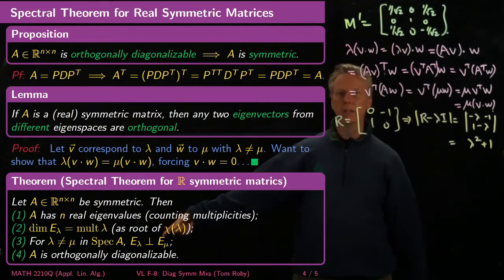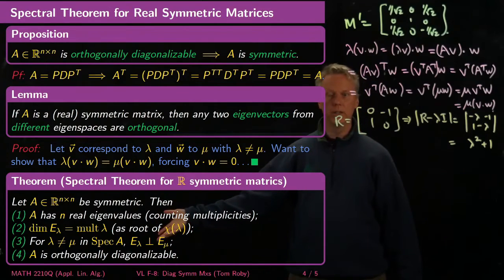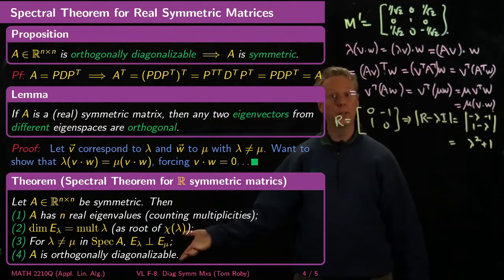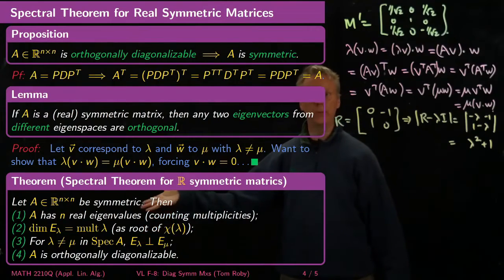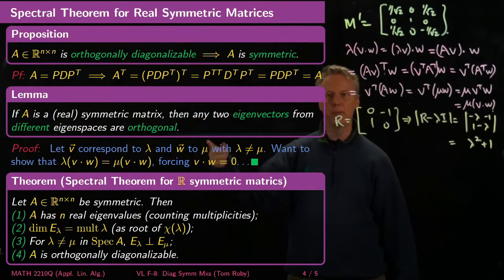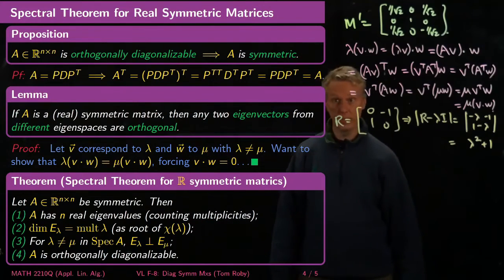And now finally, if lambda and mu are different in the spec of A, so that's the spectrum, the set of eigenvalues, then E lambda is perpendicular to E mu. In other words, every vector in E lambda is perpendicular to every vector in E mu, so their dot products are 0. But that's exactly what this lemma said. So this lemma is basically the proof of 3.